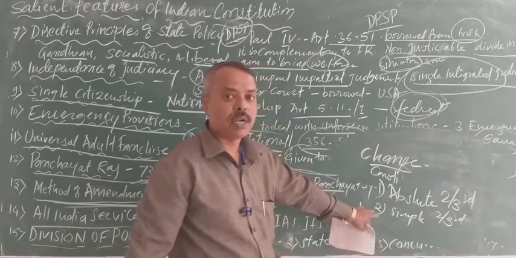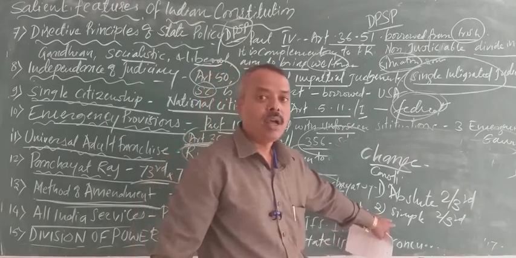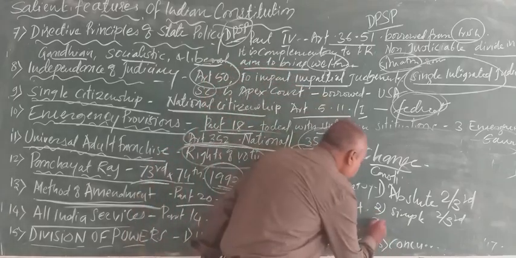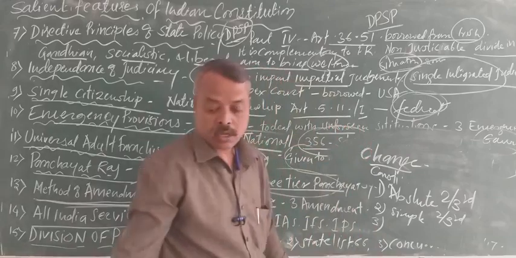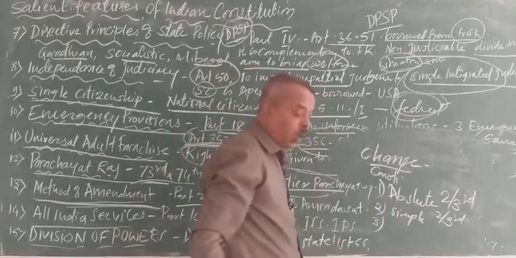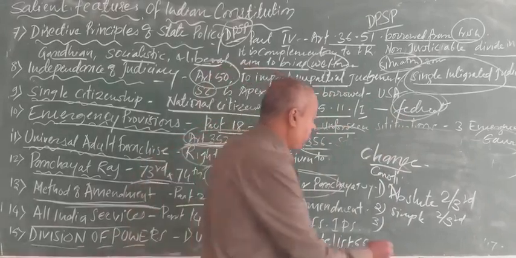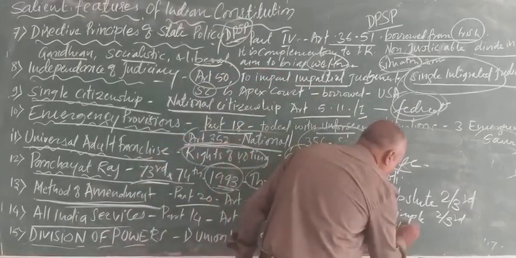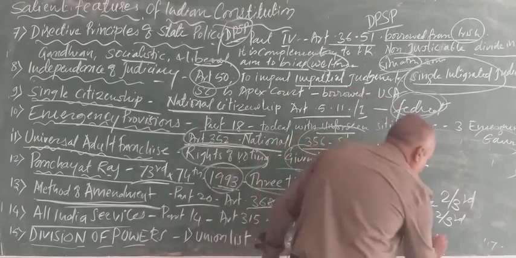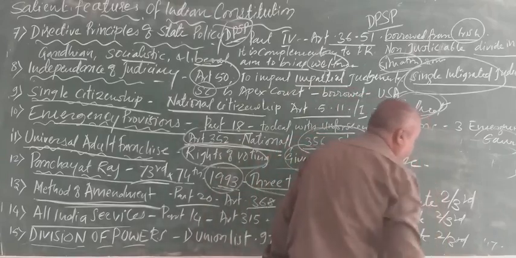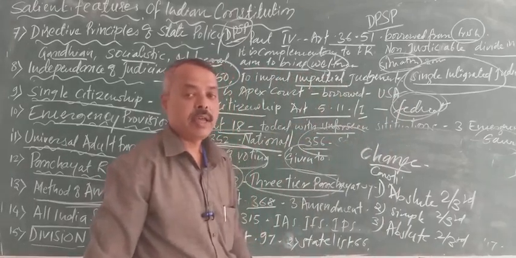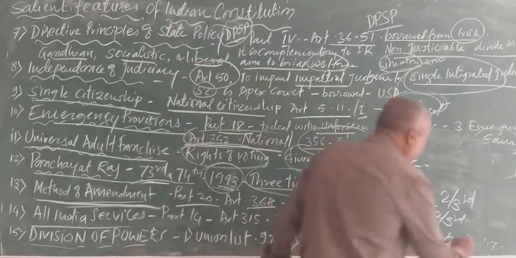By this simple two-third majority, any ordinary law can be amended or changed. And the third type of amendment is, along with the absolute two-third majority, there must be ratification by more than 50% of the states.